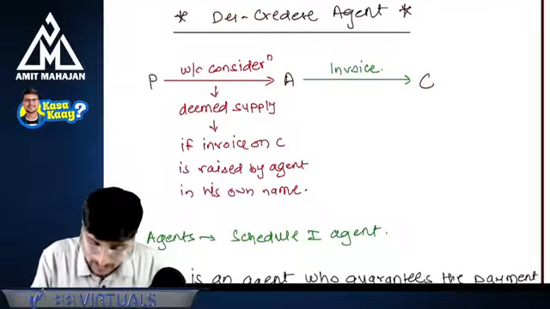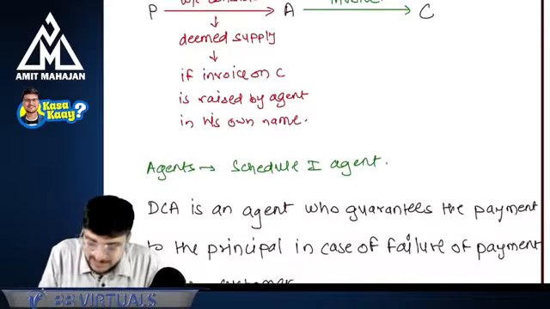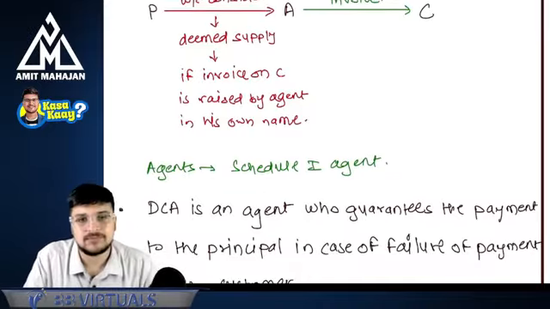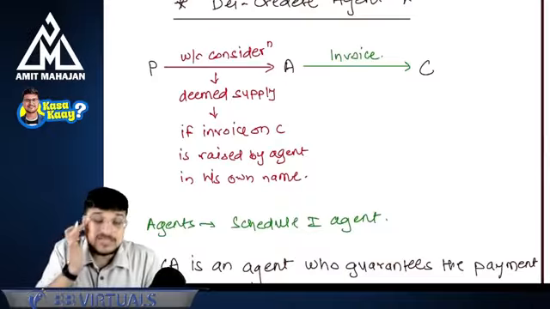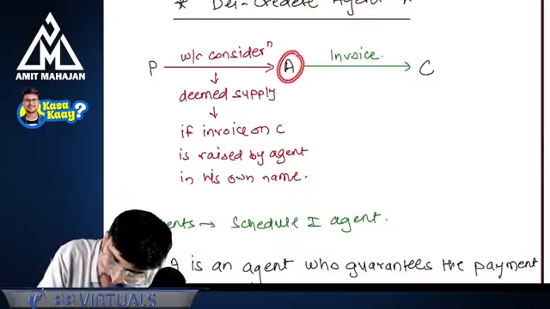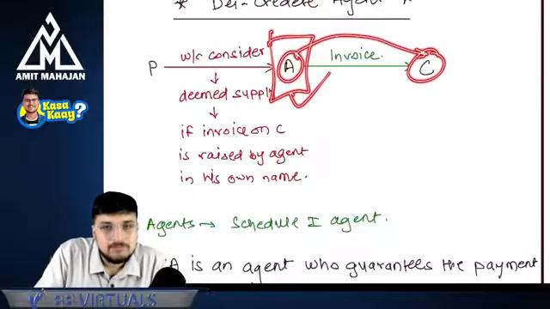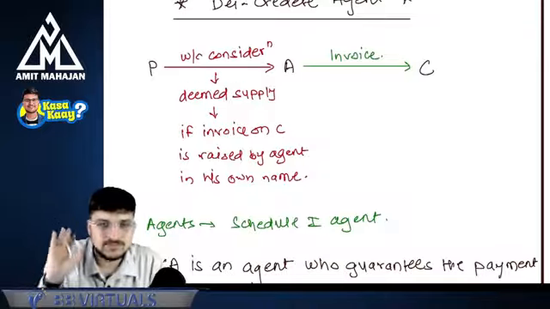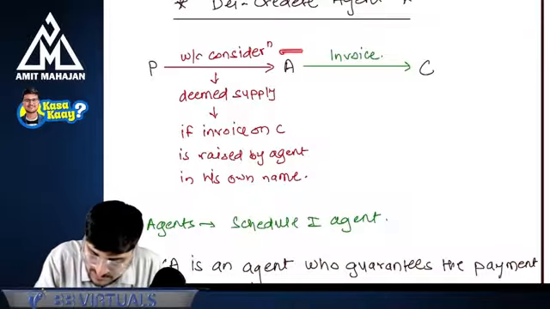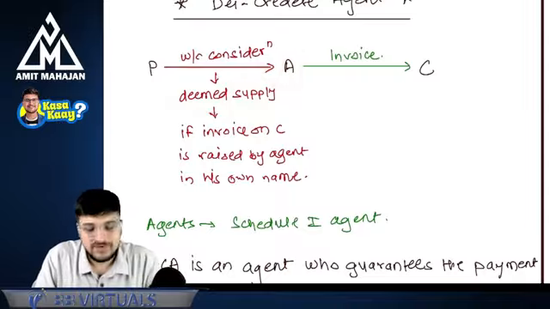Perfect? No problem? Okay. Now, please try to understand, when do I say the agent is a Schedule 1 agent? Please understand one thing. When the agent is raising the invoice on the customer in his own name, then this agent will be known as a Schedule 1 agent. Perfect? And if it is a Schedule 1 agent, this supply will be considered as deemed supply. Perfect.